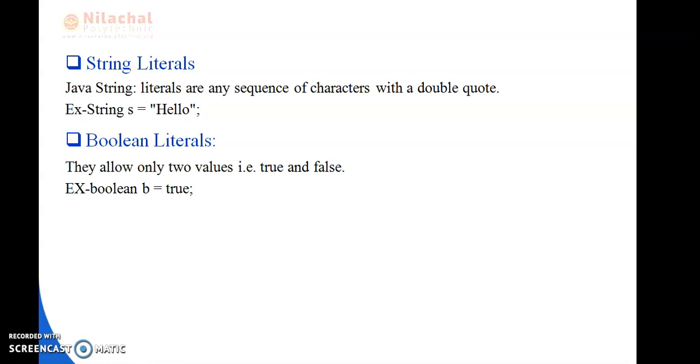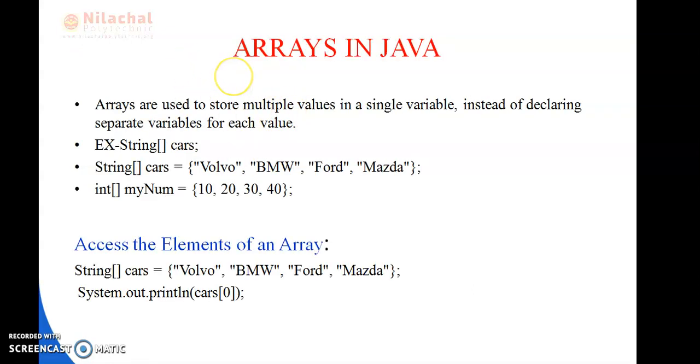Next, arrays in Java. What is an array in Java? Arrays are used to store. Before going to arrays, I want to tell you about the different types of operators. By studying the operators, you will be able to understand arrays better. In our next class, we will first discuss operators, then we will come back to arrays, and then we'll go to the different types of non-primitive data types.